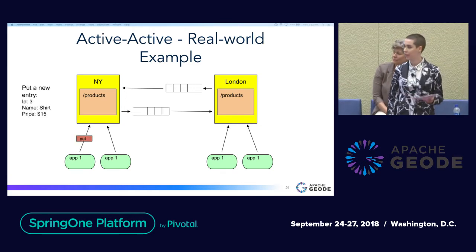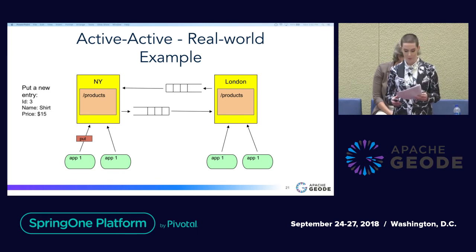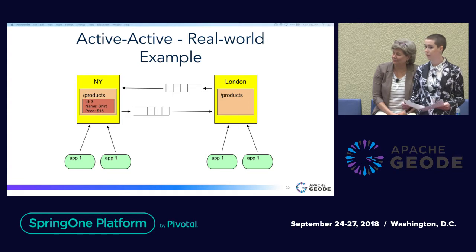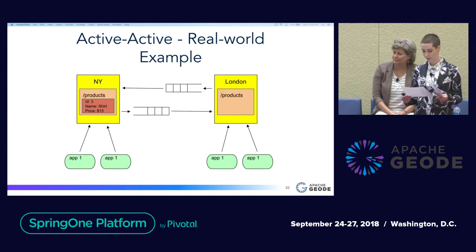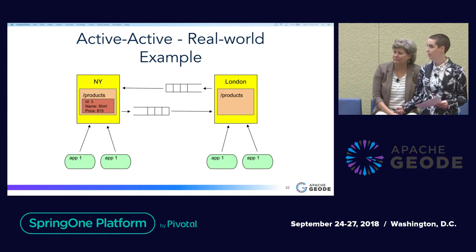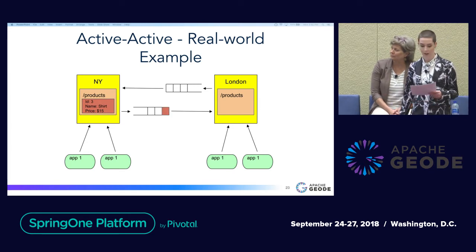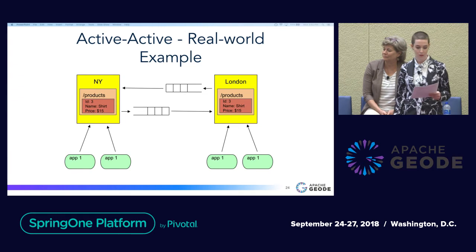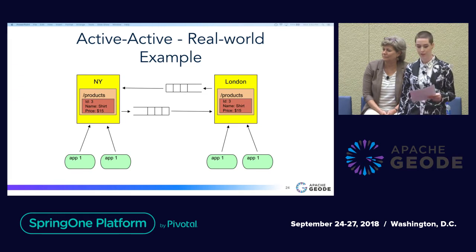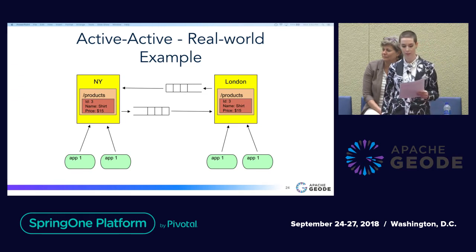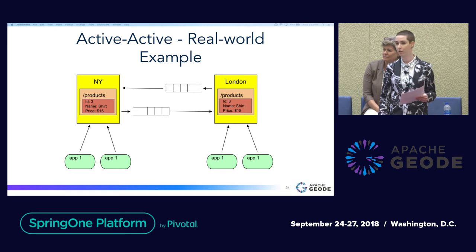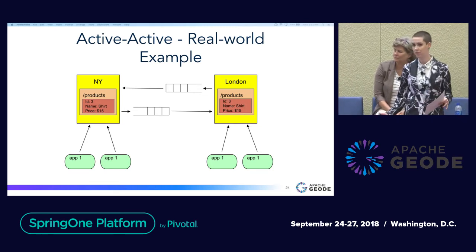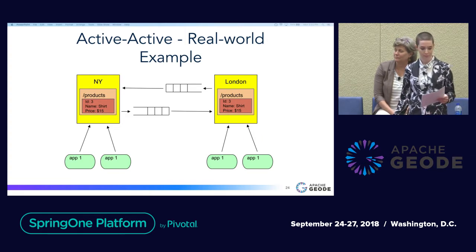In New York, one of the clients puts a new entry, which is a shirt that costs $15. The data gets stored in the region in New York, and that operation is immediately added to the queue to be sent to the other site. When the London site receives that operation, the conflict resolver checks that applying the operation will not conflict with the current data at the London site and then puts the new entry. So now we have data consistency across all the sites.